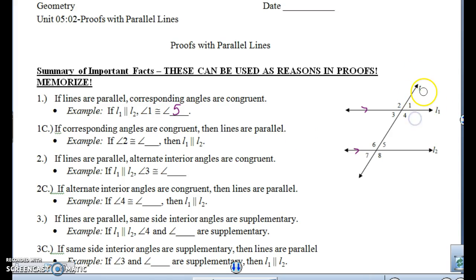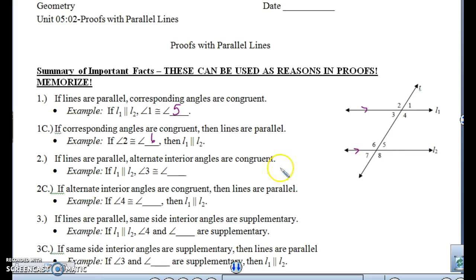And the converse is also true. If you have a pair of corresponding angles that are congruent, then the lines are parallel. Well, if I had angle 2, what angle would have to be congruent to angle 2 to make the lines parallel? If I have angle 2 right here and it's a corresponding angle, it would have to be congruent to angle 6. So if angle 2 is congruent to angle 6, then I can say L1 is parallel to L2 because the corresponding angles are congruent. So it works both ways.